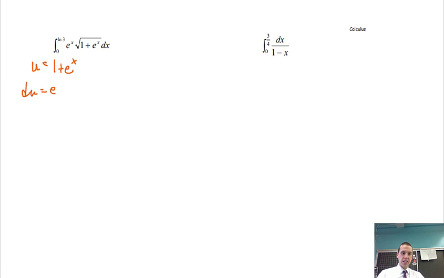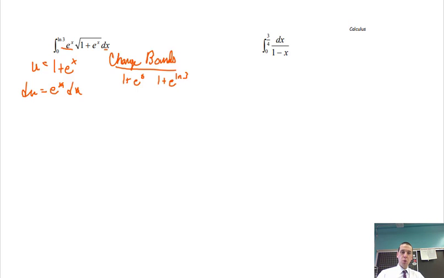Du will give us e to the x dx. That's a good thing again. We have it right there. We don't even have to change it or solve for du. We will change our bounds. We get 1 plus e to the 0 and 1 plus e to the ln of 3.